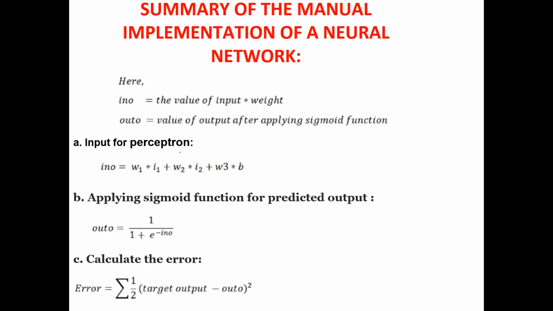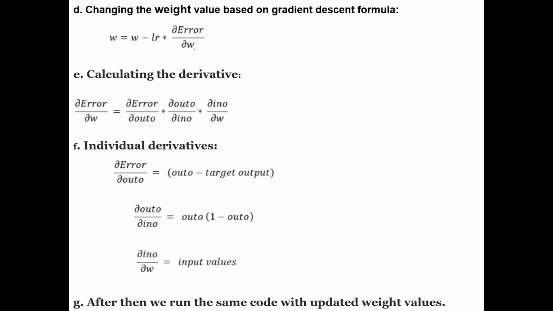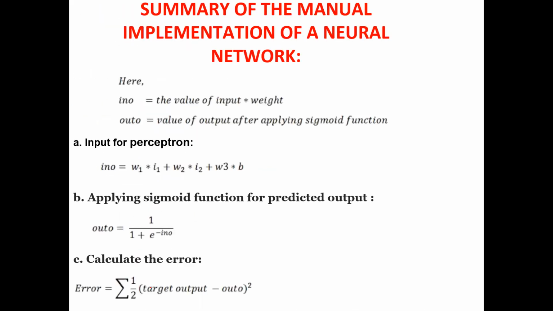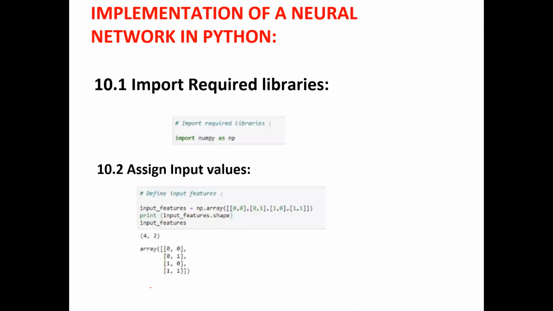First we have to see the summary. What is the input for the Perceptron? What is the output for the Perceptron? What is the error formula, and how do we calculate it? This is the gradient descent formula. How do we calculate the derivative, and after calculating the individual derivative values, based on these steps only we will implement the Python code.